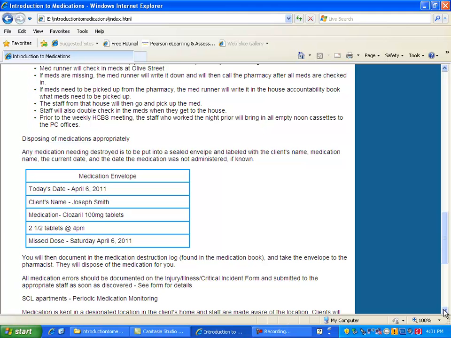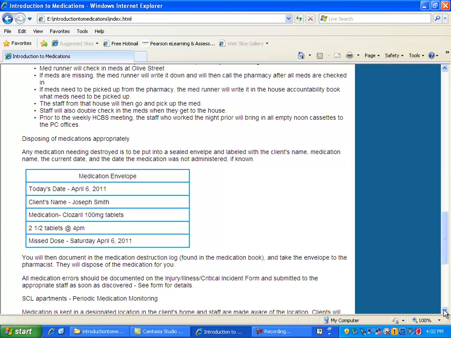So here's a sample of what you'd maybe want to put on a medication envelope. You can see the date is written, the client's name, Joseph Smith, the medication, which is Clozaril 100 milligram tabs, 2.5 tabs at 4 p.m. was supposed to be given, and then the missed dose, which was Saturday, April 6, 2011.